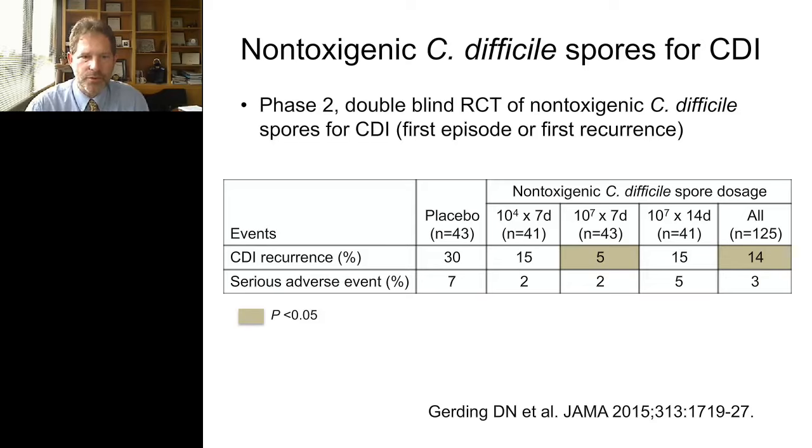Placebo group had a C. diff recurrence rate of 30%, which is typical. And then they had 3 dosing strategies for the non-toxigenic spores. Overall, the recurrence rate was half, or 14%. And interestingly, if you take all of those patients who had received the non-toxigenic C. diff spores, those that established colonization with non-toxigenic C. diff via subsequent culture had an only 2% CDI recurrence rate. So I think this is also a promising approach to treating recurrent C. diff infection.